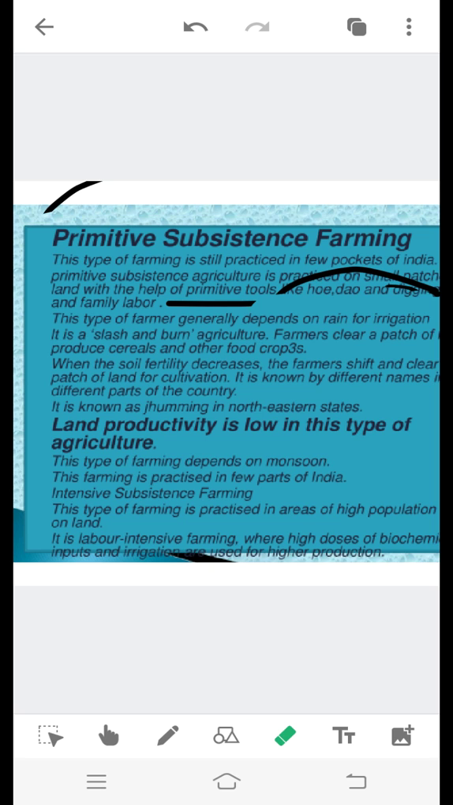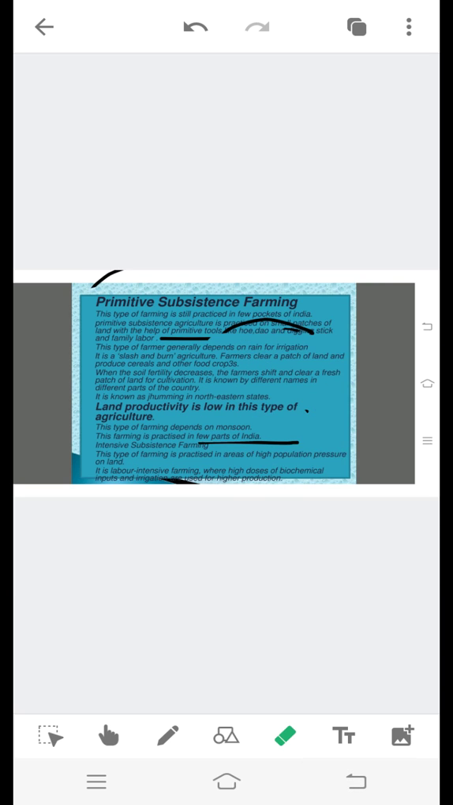When we talk about this, land productivity is very low in this type of agriculture. This type of farming mostly depends on monsoon, with no artificial methods of irrigation, and is practiced in a few parts of the country.